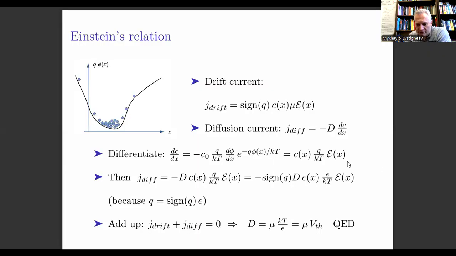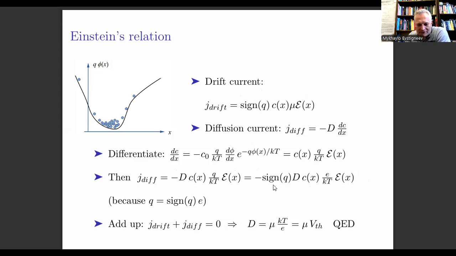We observe that the charge of the particle q is either positive or negative elementary charge. So q is sign of q times the elementary charge. So instead of q, I write sign of q times elementary charge here. All right, so what remains is to add up the drift and the diffusion currents. This is the drift current here, plus the diffusion current, they add up to 0.